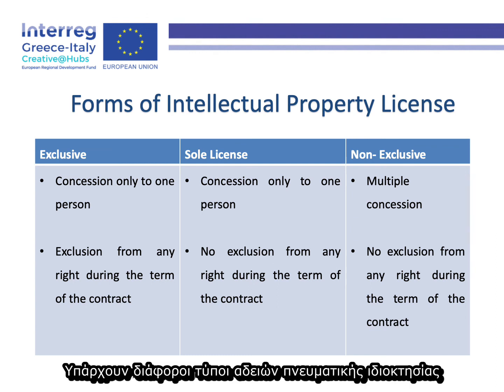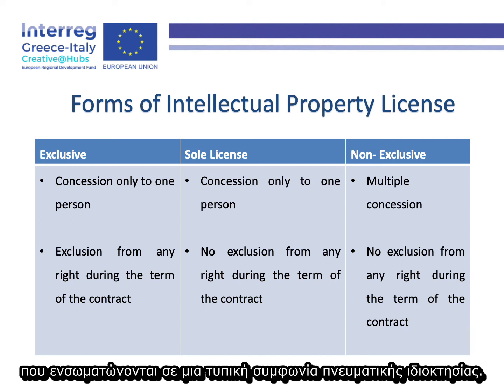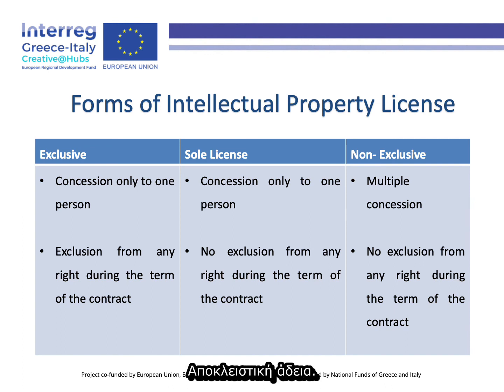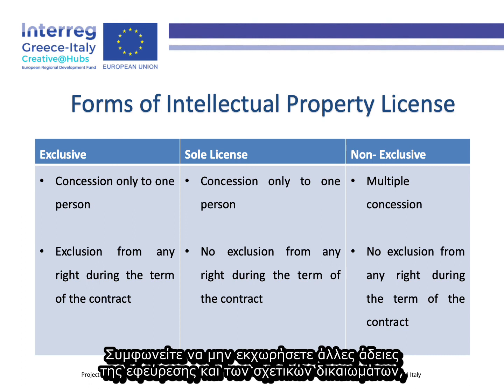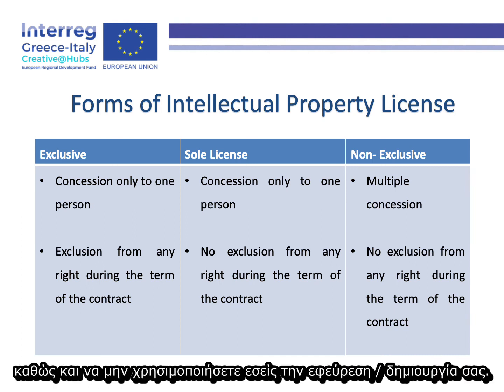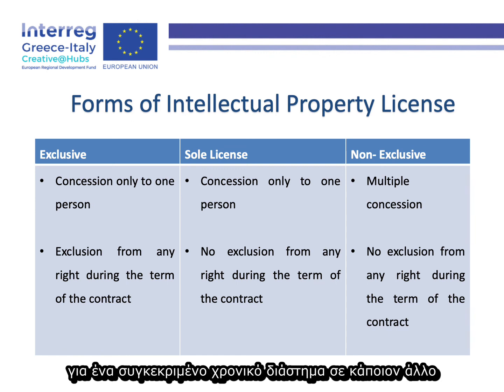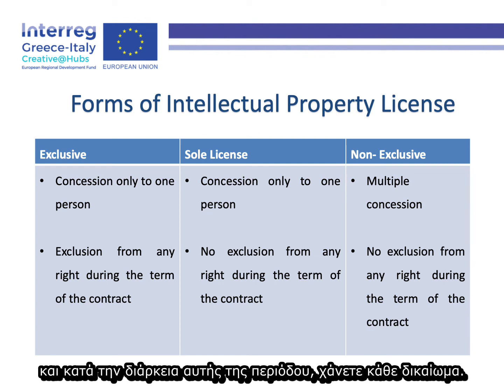There are several types of intellectual property licenses embodied in a typical intellectual property agreement. The following three are the most common. Exclusive license. As creator and owner of the rights over the work, you agree not to grant any other licenses of the invention and rights concerned, as well as not to use the technology yourself. This is to say, that you rent your creation for a certain period of time to someone else, and during this certain period you lose any right.